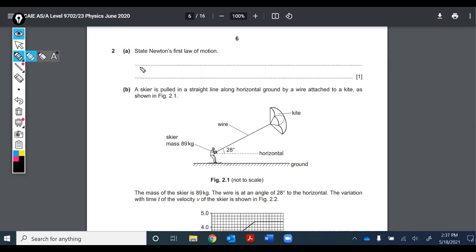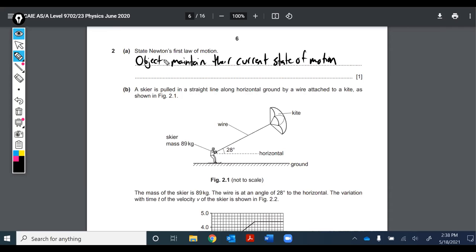So objects at rest remain at rest, objects in motion remain in motion in a straight line until some net force, some resultant force acts upon it. So let's just say objects maintain their current state of motion. That means if they're at rest, they remain at rest. If they're moving with constant velocity, they keep moving with constant velocity. They don't change their direction. They don't accelerate. They don't speed up or slow down. So objects don't accelerate on their own, right? Resultant forces are needed to do that.